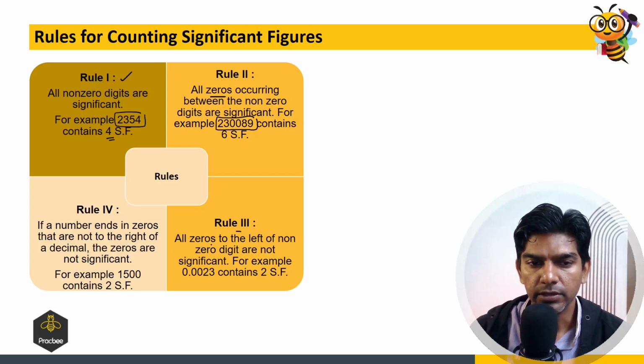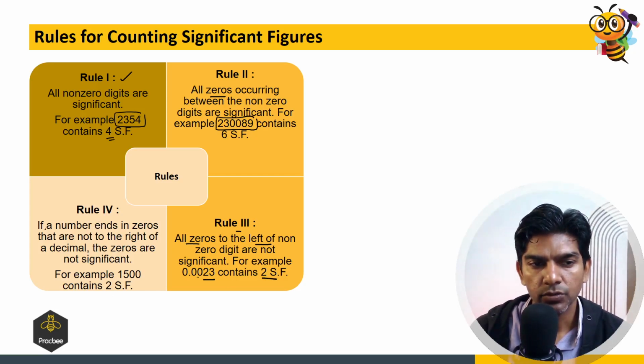And the third rule is all zeros to the left of a non-zero digit are not significant. So if I'm writing 0.0023, then these zeros before 2 are non-significant. So it will have 2 significant figures.